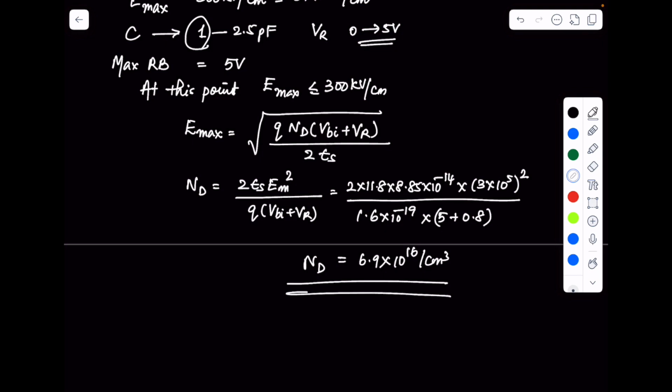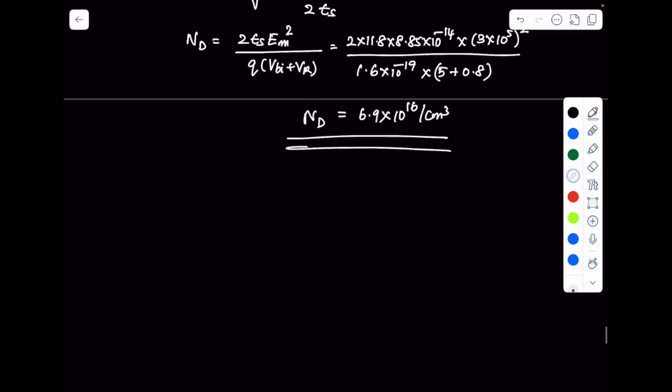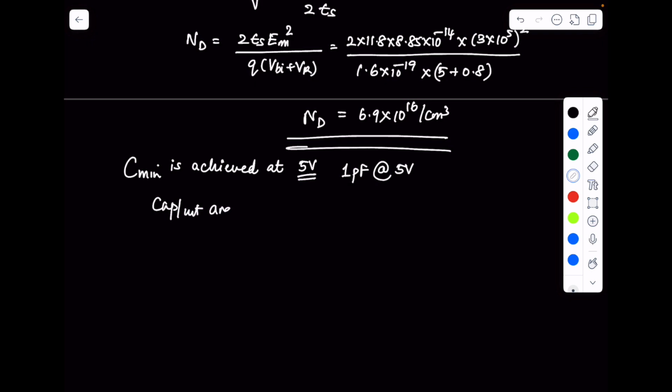Now what you know is that it is to give a certain capacitance, and by increasing the area, I can increase the capacitance of the structure. So what do I need to do? I need to ensure that Cmin, or the minimum capacitance, is achieved at the maximum reverse bias, which is 5 volts. So therefore I need to achieve 1 picofarad at 5 volts. Now let's talk about capacitance per unit area. Capacitance in the diode is given by A epsilon by W.